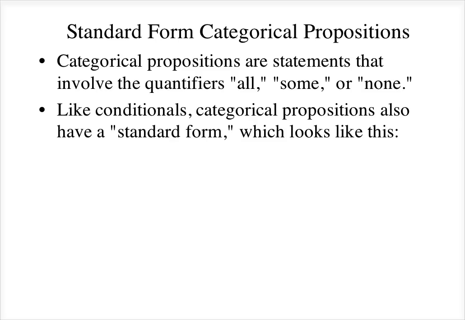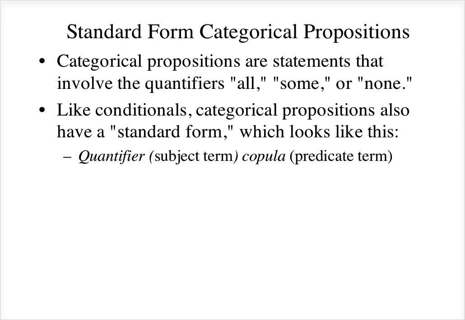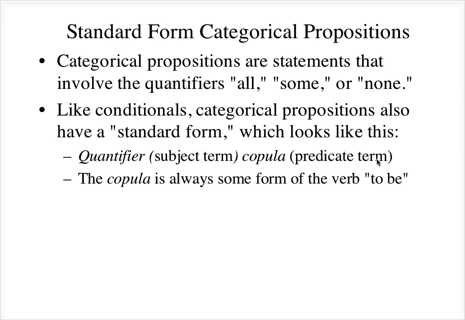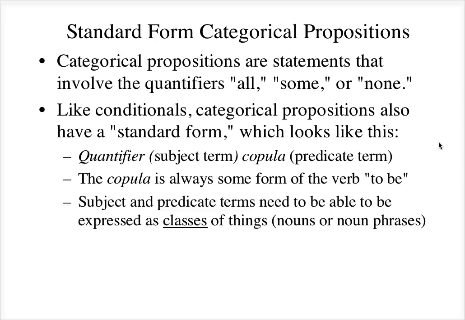Like conditionals, categorical propositions also have a standard form, which looks like this. It starts with a quantifier, the words all, some, or none. Then it has a subject term, then what's called the copula, and then the predicate term. The copula is always some form of the verb to be. So is, are, was, were, etc. Subject and predicate terms need to be able to be expressed as classes of things, as nouns or noun phrases.